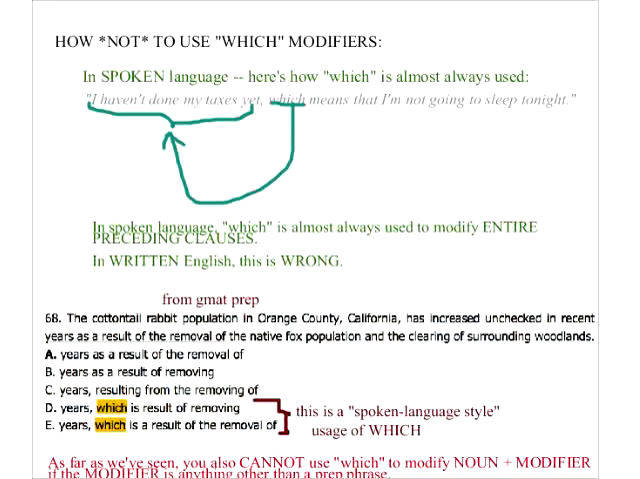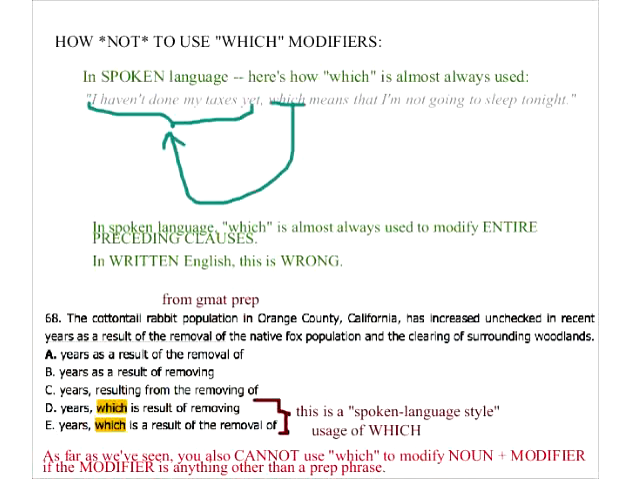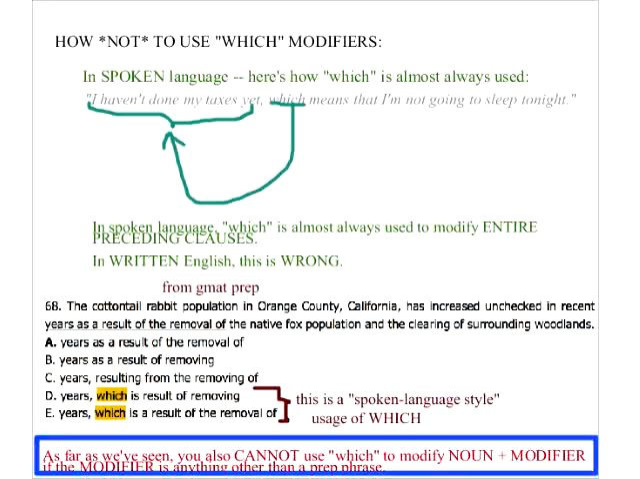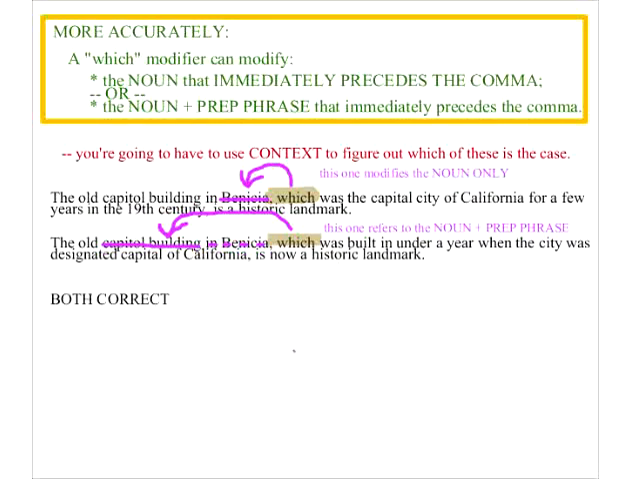So that's why we are as specific. That's why we didn't just say noun plus modifier on the previous page, because it has to be this one particular type of modifier, a prepositional phrase. So other types of modifiers are not okay. For instance, if you said the old Capitol building that was built in Benicia, which, that's not okay anymore, because that's more than just a noun plus a prepositional phrase.